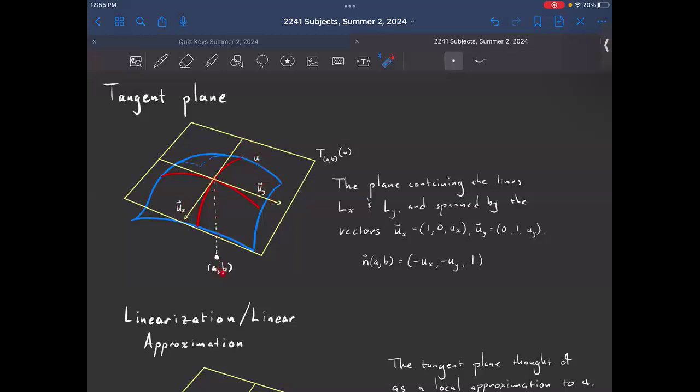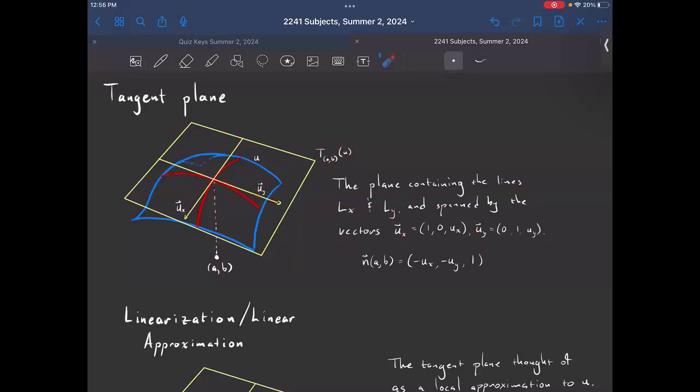We still have the point AB. And then this tangent plane here is called T sub AB of U. This is the plane containing those lines Lx and Ly and spanned by these two vectors. Just means contains those two vectors as well. You can get the normal vector by taking the cross product of these two. We can see that here.